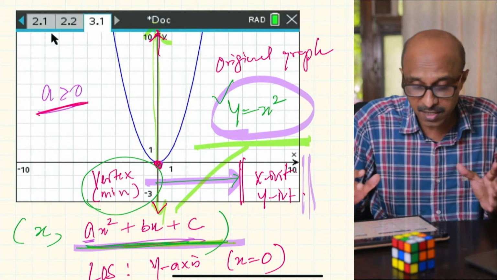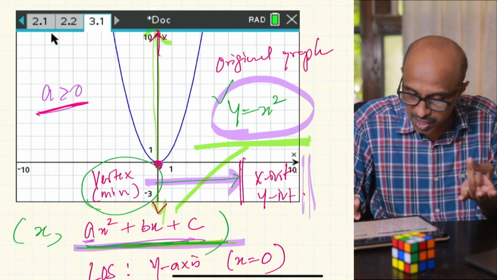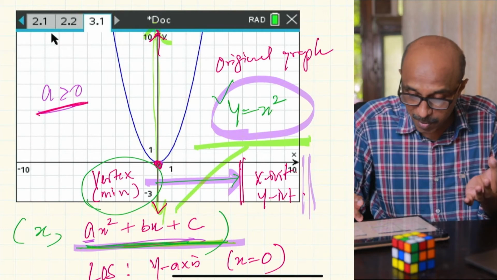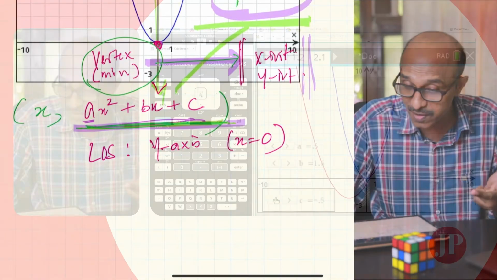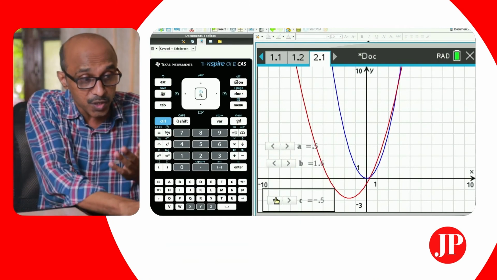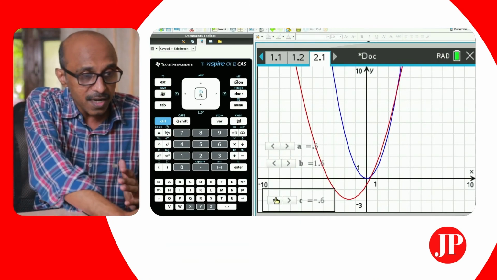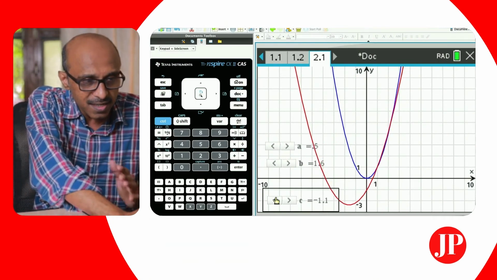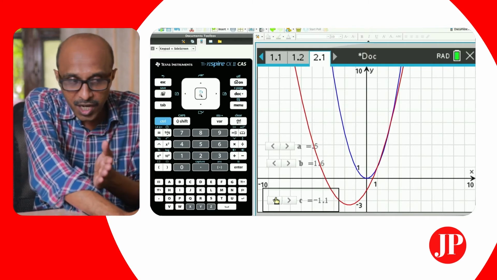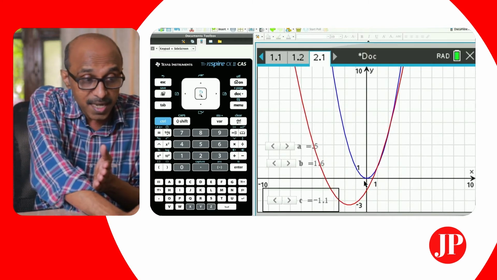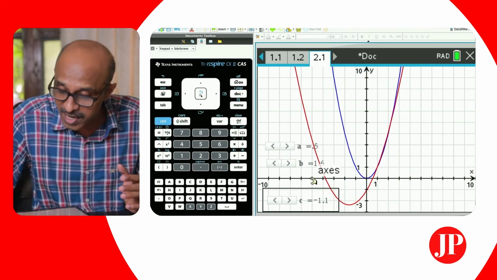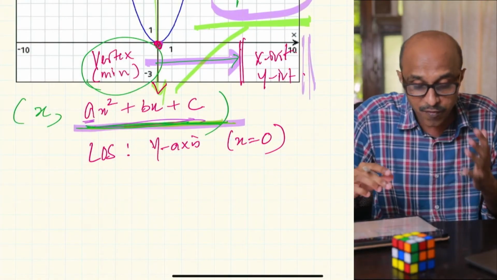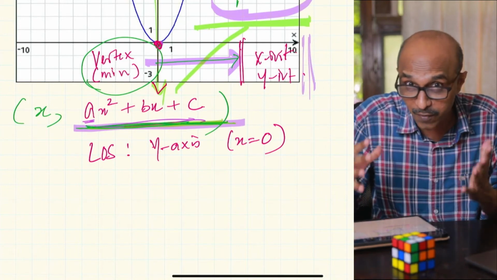Now, all of this, the vertex, the line of symmetry, the x-intercept, the y-intercept, all of that will change when you have ax squared plus bx plus c, because as we saw in the calculator, the moment you have ax squared plus bx plus c, with different values for a and c, can you see that the graph is shifting, which means the line of symmetry will change. You've got new x-intercepts, you've got another y-intercept.